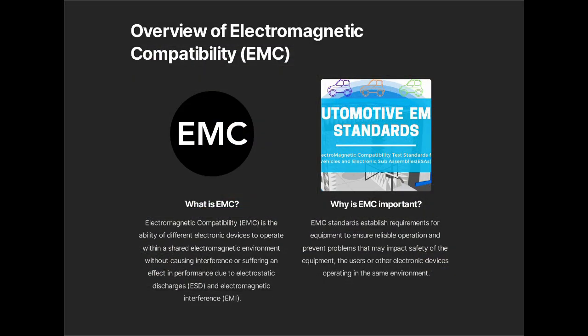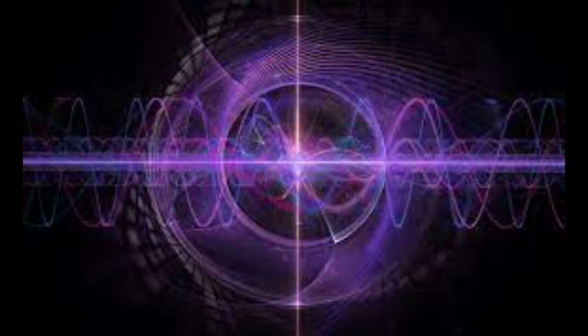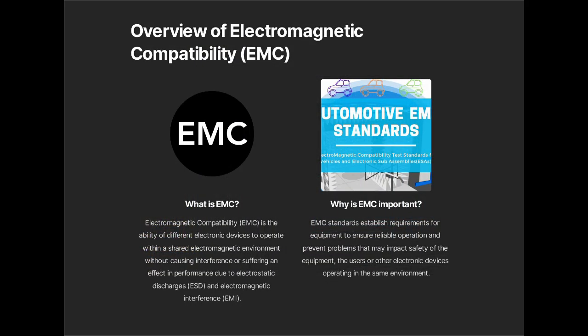To understand the EMI receiver, we should understand electromagnetic compatibility, because electromagnetic interference or radio frequency interference is measured by the EMI receiver. So what is EMC? Electromagnetic compatibility. EMC is the ability of different electronic devices to operate within a shared electromagnetic environment without causing interference or suffering an effect on performance due to electrostatic discharge and electromagnetic interference.